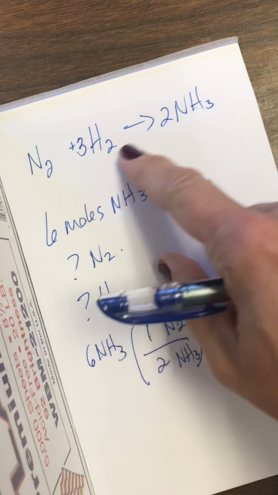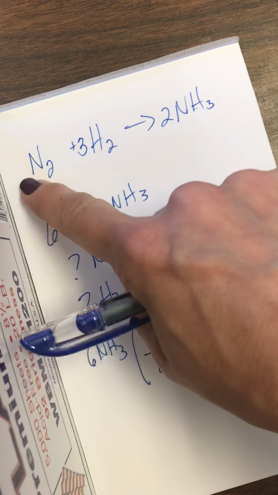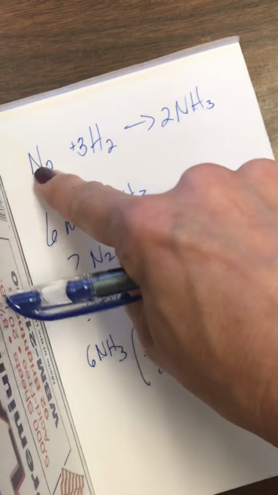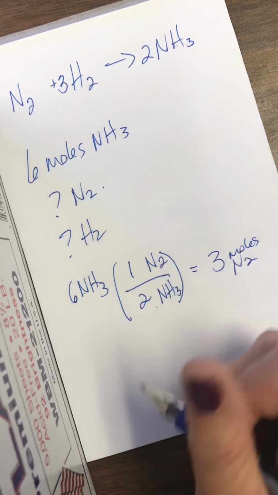If you think about it, if you have a recipe that makes 2 and you want to make 6, you're tripling your recipe. This was 1, so times 3, I'm going to need 3 of those. All right, and then I'll do the other one.